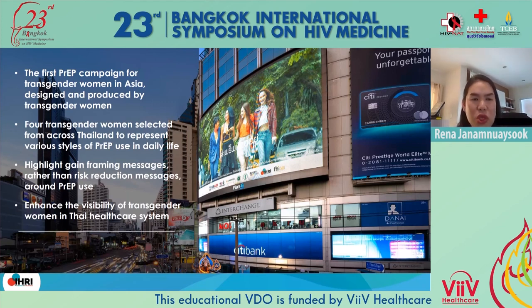And the campaign featured 4 different characters of transgender women who were selected across the country and represented various lifestyles of PrEP use in their daily life. The campaign's messages highlighted a gain-framing approach rather than risk reduction messages. And one of the purposes of the PrEP in the City campaign was to increase the visibility of transgender women in the Thai healthcare system.